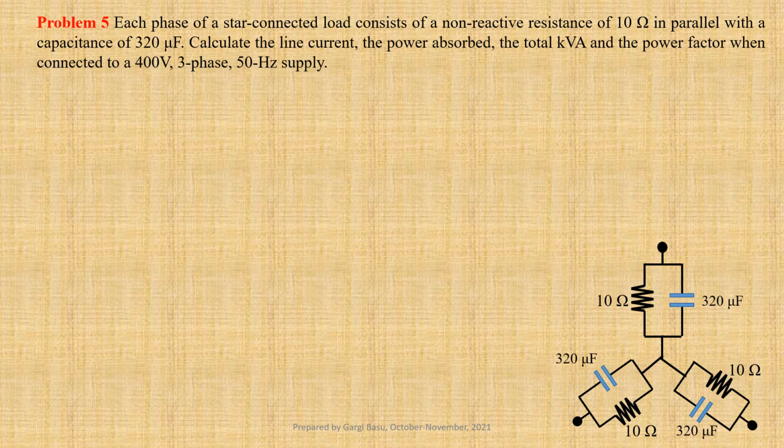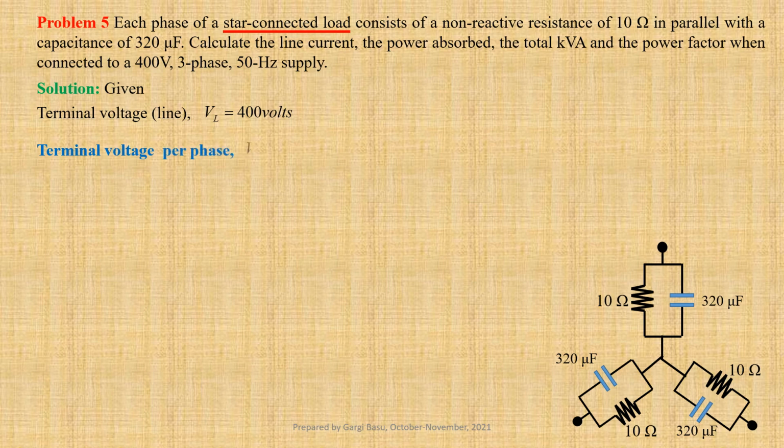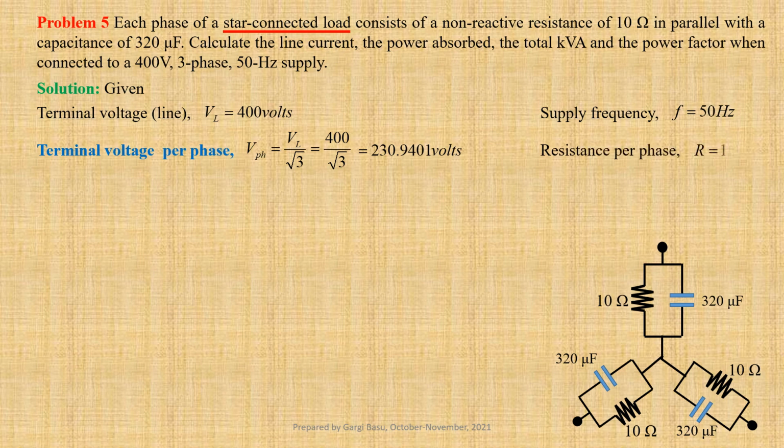Let us first write down the given data. Line to line terminal voltage VL equals 400 volts. For balanced star connected load, terminal voltage per phase, V phase equals VL by root 3, that is equal to 400 divided by root 3, that gives us 230.9401 volts. Supply frequency F equals 50 Hz. Resistance per phase R equals 10 ohm. Let us first compute conductance per phase. G equals 1 upon R, that is equal to 1 upon 10, that gives us 0.1 mho.